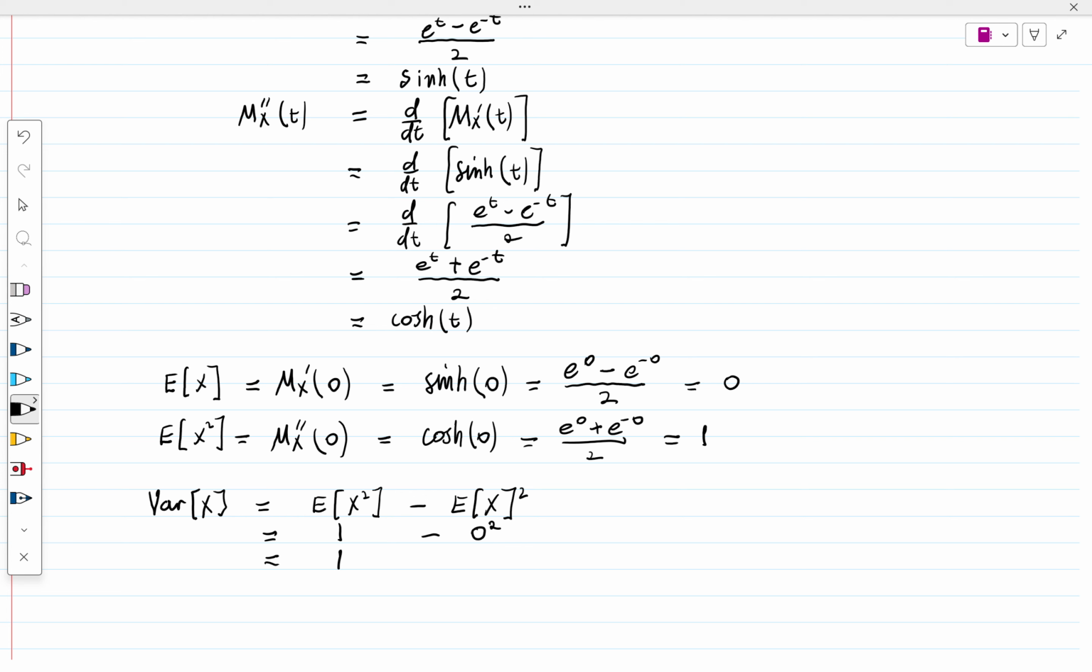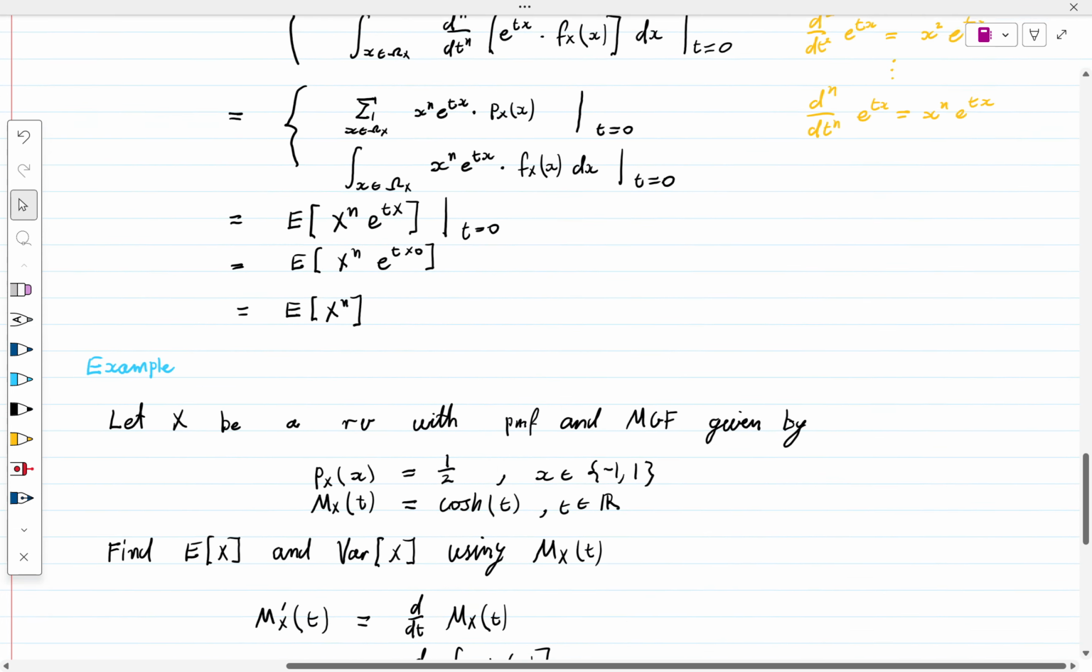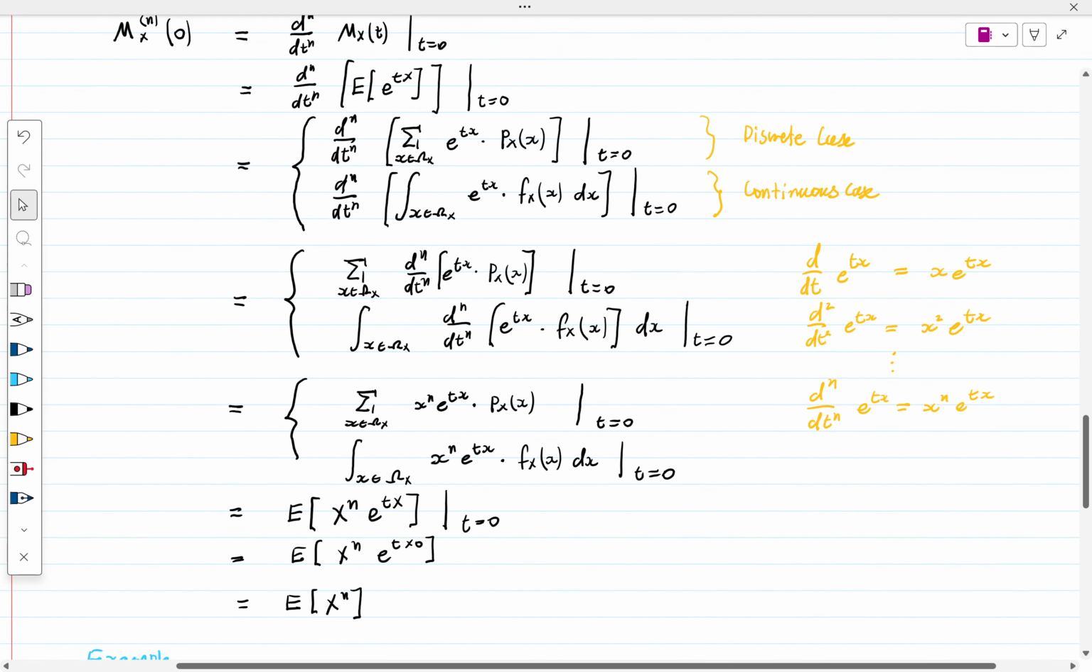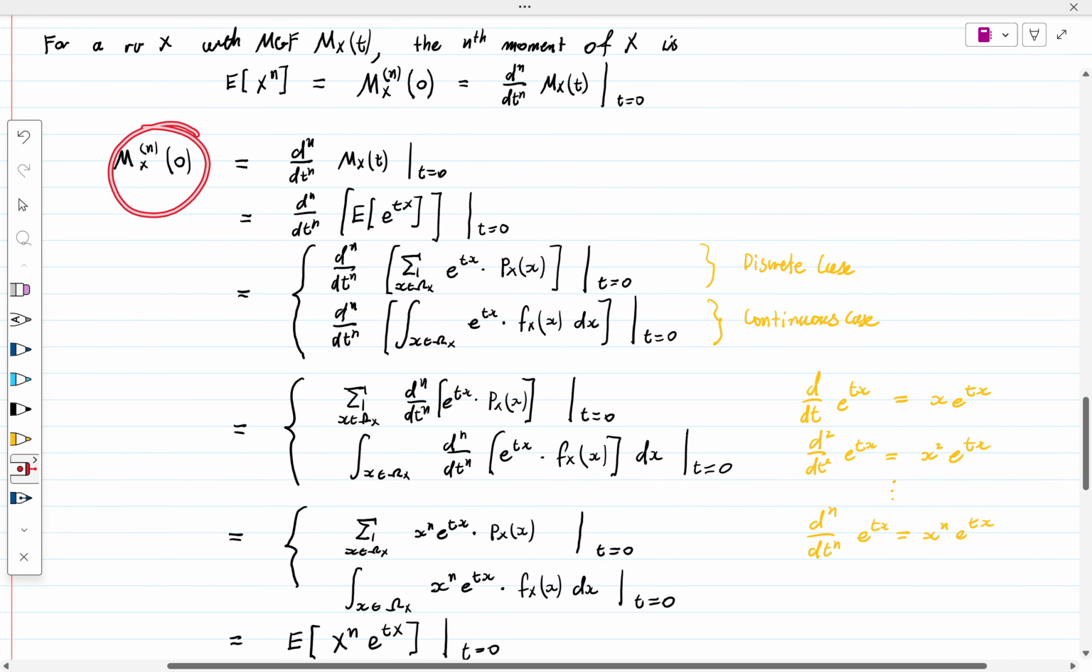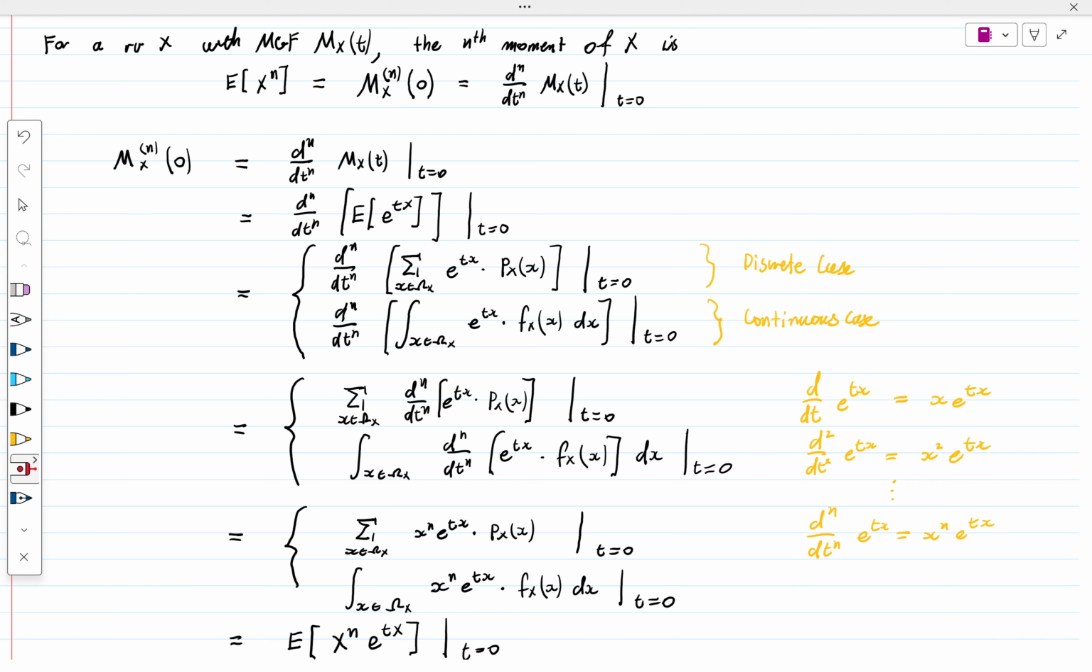And of course, we could have computed this independently using the old definitions. You can do that in your own time. Convince yourself that it is the same. But I hope this video was helpful. In short, we've shown that the nth moment of a distribution can be computed using the nth derivative of the moment generating function at 0, and we've gone through an example.